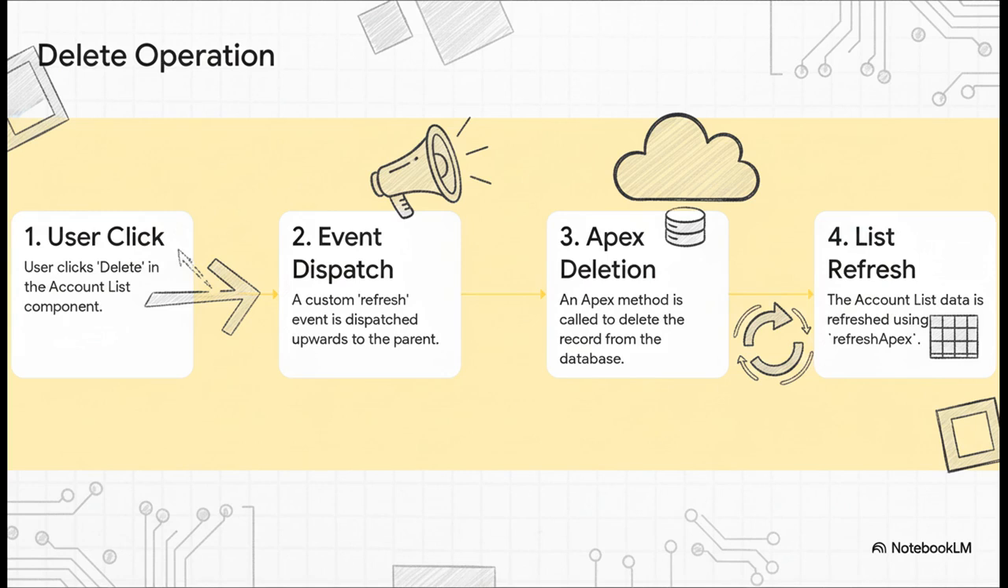The user clicks delete. The component doesn't freak out and try to do everything itself. No way. Instead, it sends up a little signal, a custom event, to its parent. The parent catches it and says, time to call the Apex method to delete the record. Once that's done, the list automatically refreshes. See how that works? It's a super predictable, decoupled, and maintainable pattern.